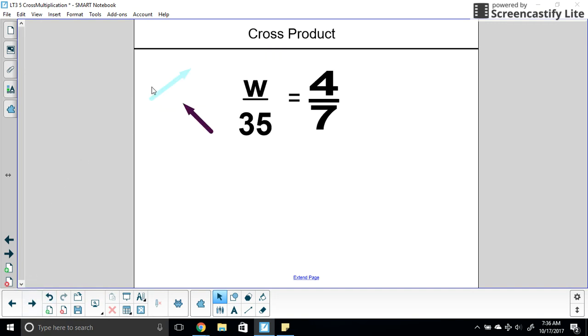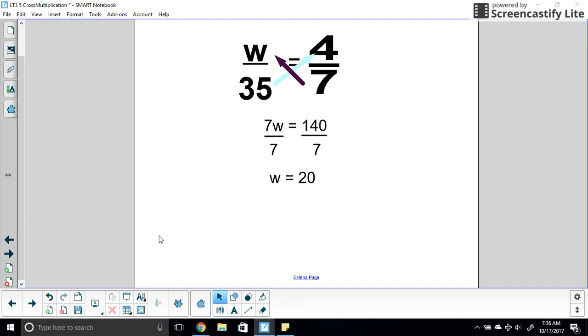Now let's do it again. Cross product. I usually like to see where the variable is at and do that one first. So 7 times W is 7W, and 35 times 4 is 140. Then again, how do you solve this one-step equation? You divide by 7 on both sides. W will equal 20. So you go 7 times W, which would be 7W. Please write it as 7W and not W7. And then 35 times 4 is 140.